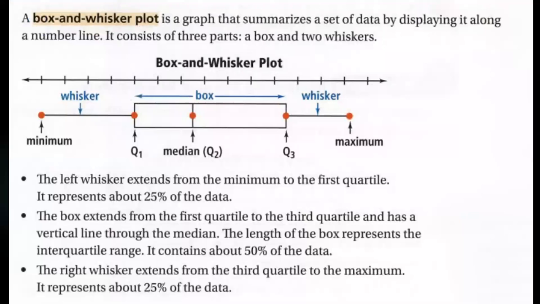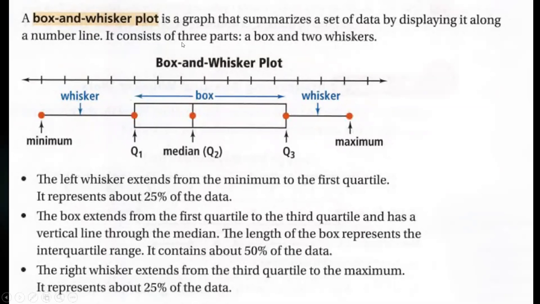Let's talk today about the box and whisker plot. A box and whisker plot is a graph that summarizes a set of data by displaying it along a number line. So I will summarize the data by displaying it. I will arrange the data on the number line.